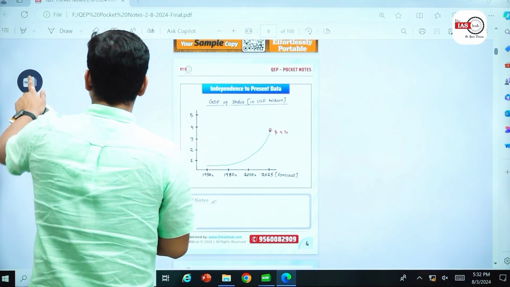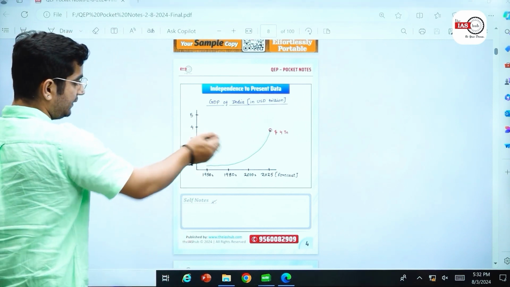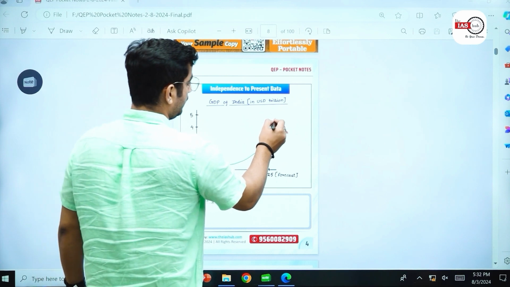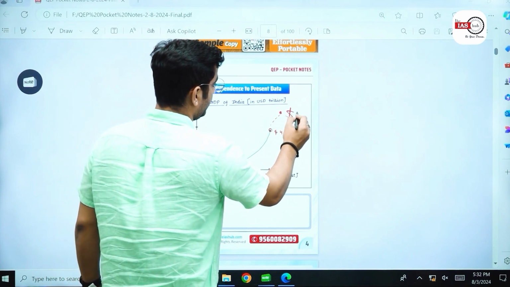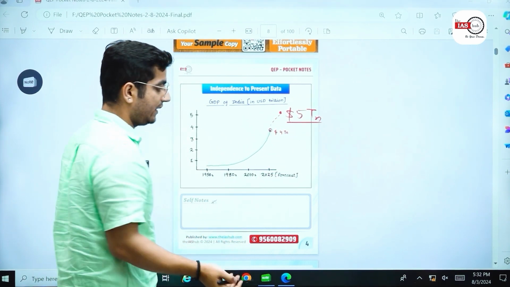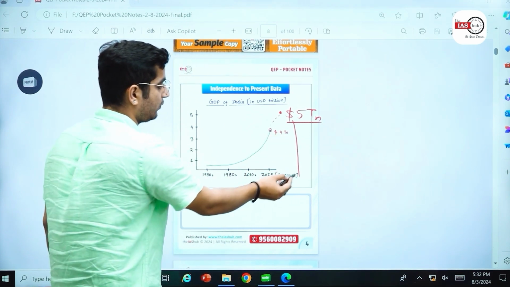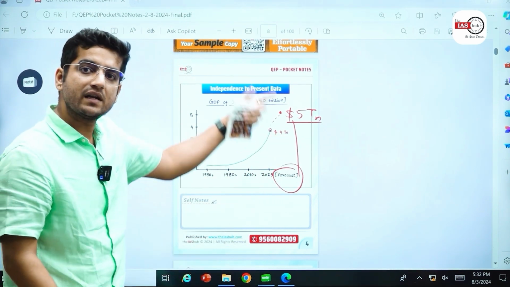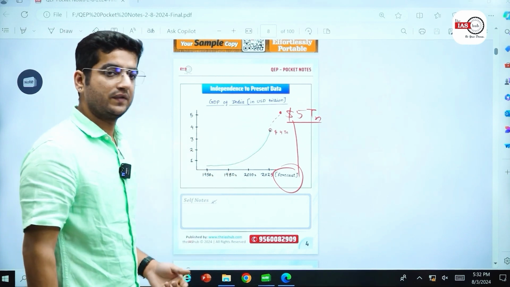You can also do one thing. This data you already know. You can do something like that, 5 trillion. And whenever the new target comes, you can come here. You can also forecast in this way, and go further ahead. The forecast is already shown, but I'm just showing.